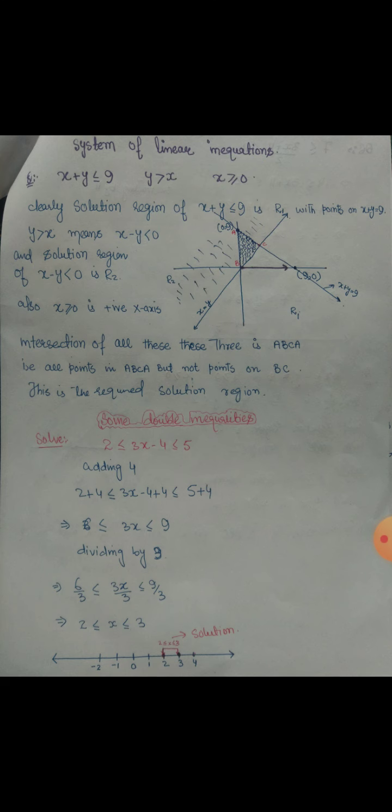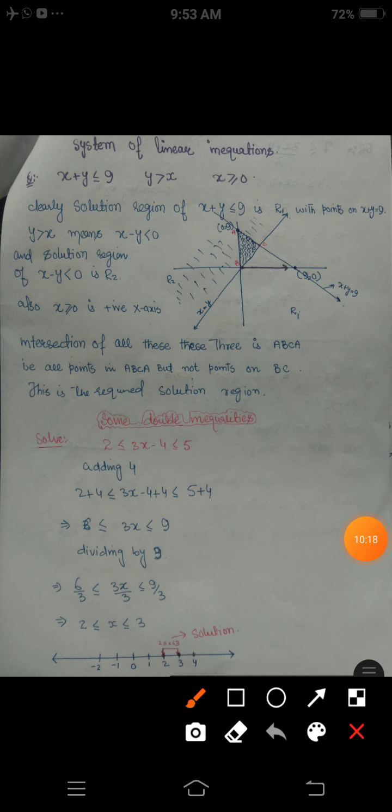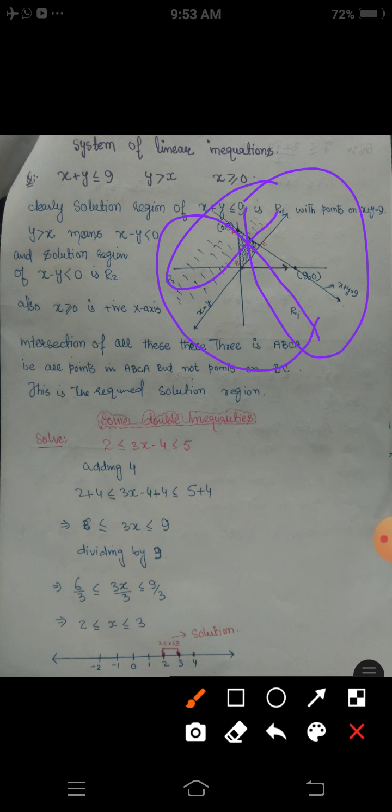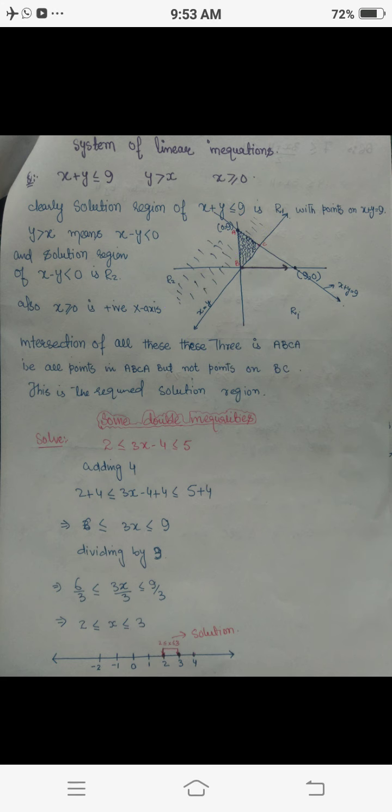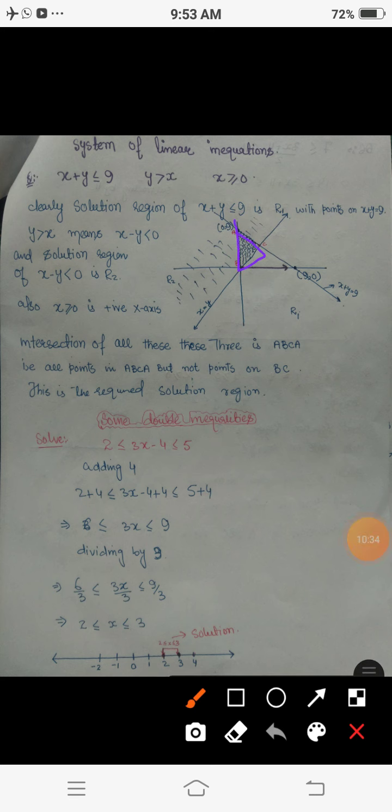So we have here three portions. First one, this portion. Second, this portion. Third, this portion. Clearly the intersection between these three regions is simply this triangle ABC, or the region ABCA. So ABCA is the solution region for this system of linear inequations. So this is the required solution region.